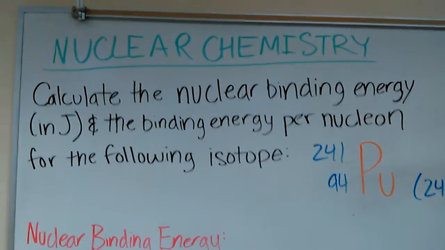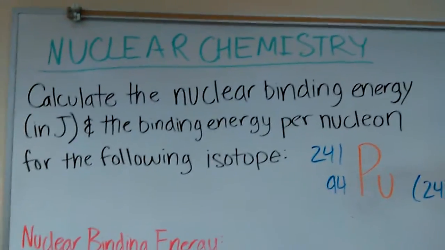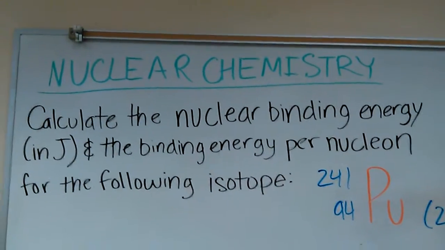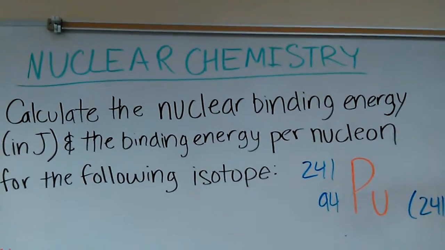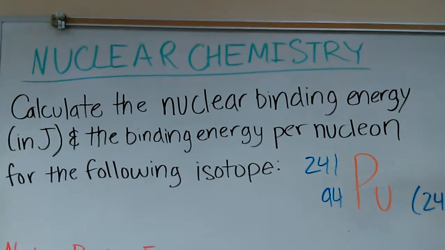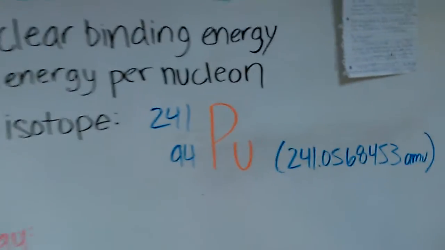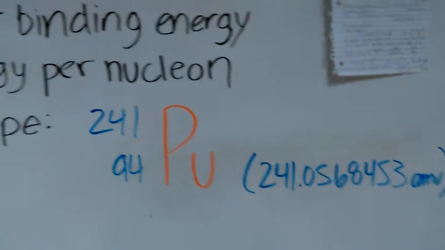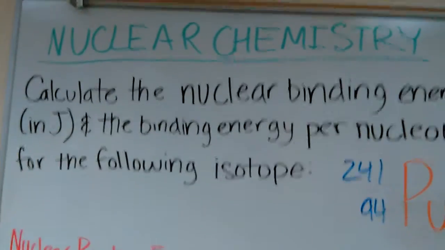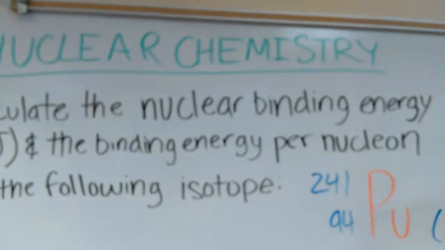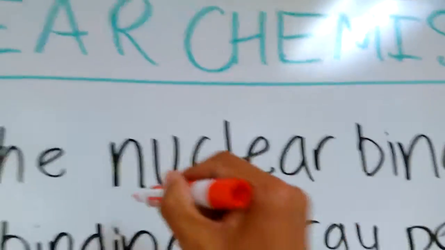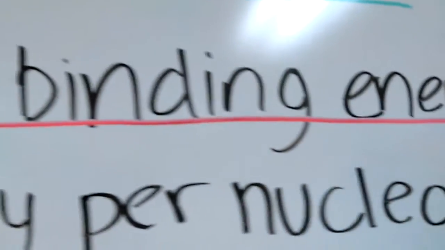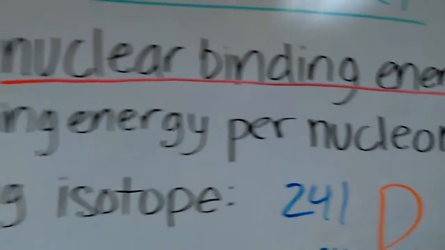Okay, so today we're going to talk about nuclear chemistry. We're going to calculate the nuclear binding energy in joules and the binding energy per nucleon for the following isotope. And what we have here is plutonium. All right, so the first thing I want to talk about is that it says calculate the nuclear binding energy here. That's what we're going to want to find, our nuclear binding energy.